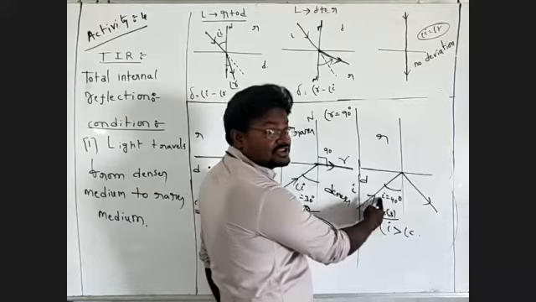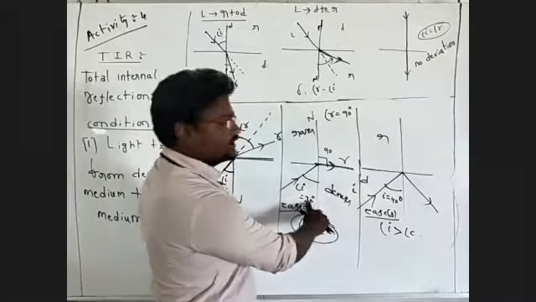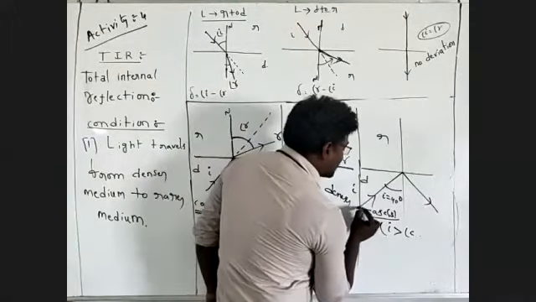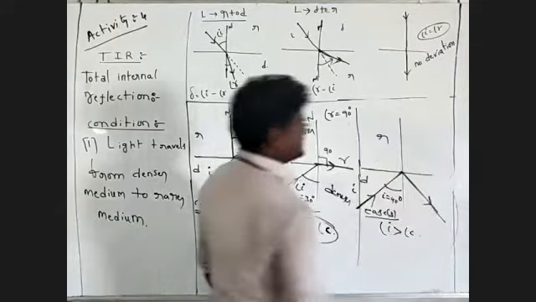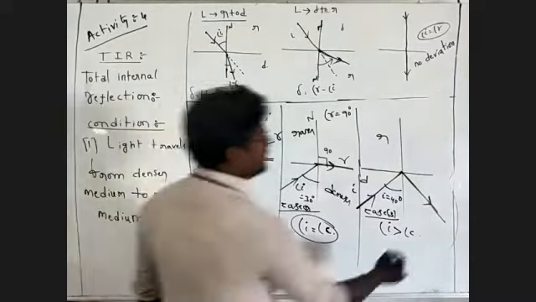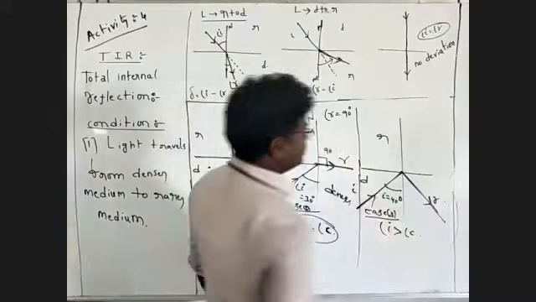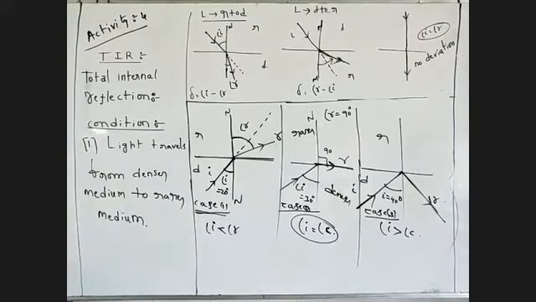The angle of incidence is greater than the critical angle. Light travels from the denser medium and again reflects into the denser medium. We call this total internal reflection.